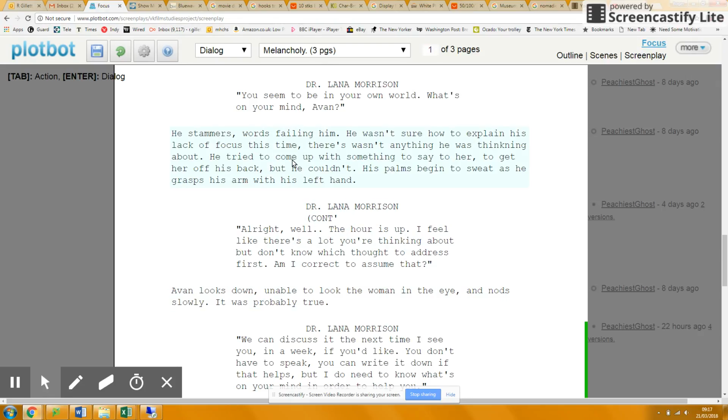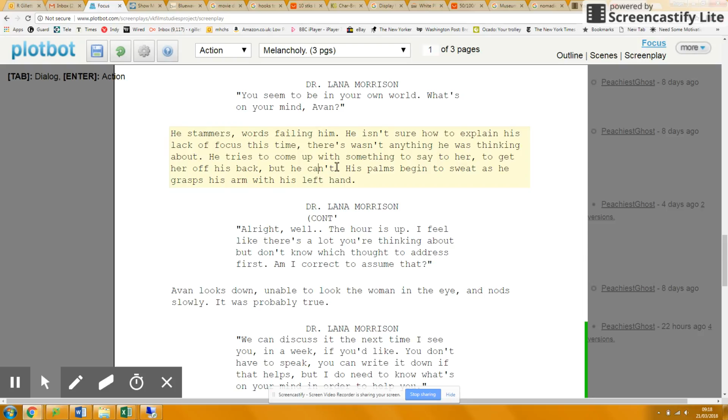And you go into the past tense here, and I think you should stay in the present. Yeah. So let's keep it, because again, it needs to be, if we're appealing to, I know you're talking about in the immediate past, but let's keep it in the present. So he isn't sure how to explain his lack of focus this time. Then we can say there wasn't anything he was thinking about. He tries to take her hair off his back, but he can't.